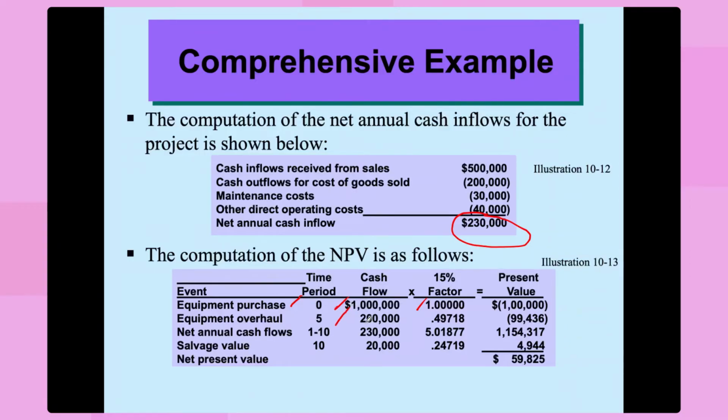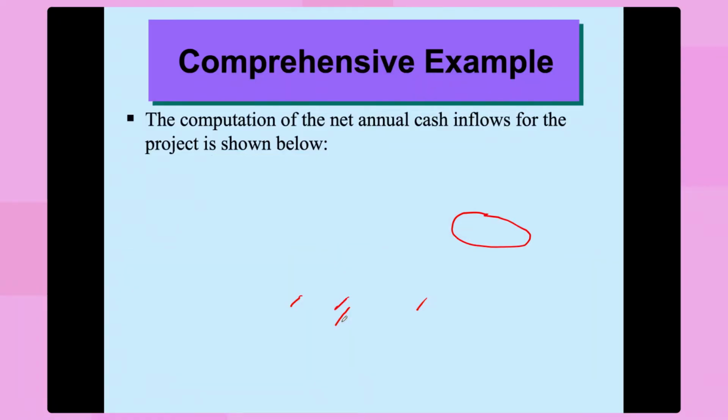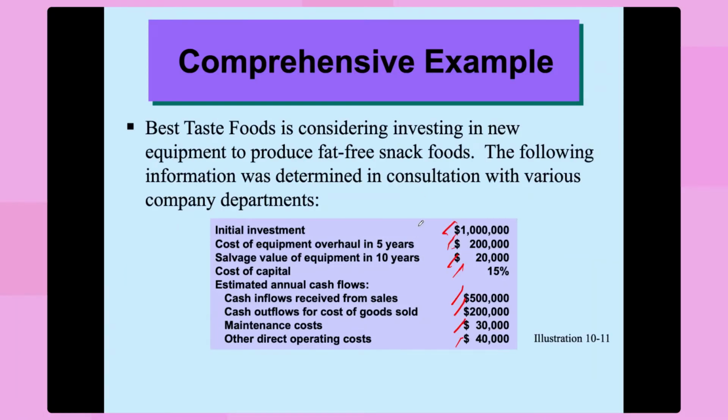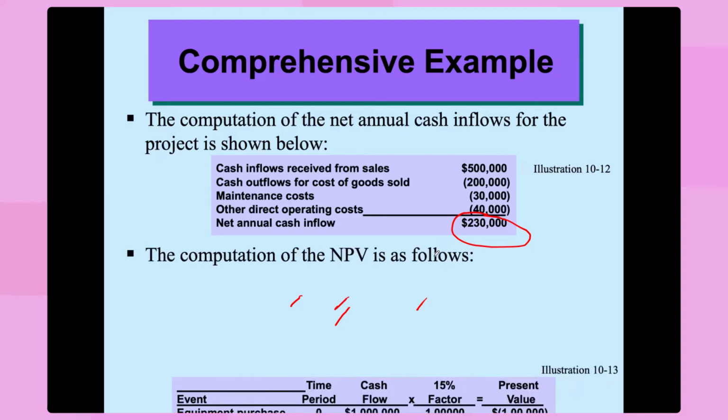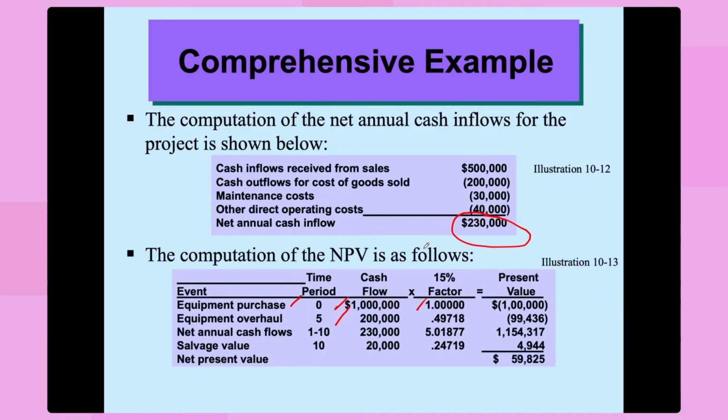Take note of this one. 5 years you will have an overhaul. Go back to our previous, so meaning you have a 5 years overhaul, salvage value of 10 years. Because of this one, the overhaul is 5 years, and take note, it should be computed on the present value. Present value after 5 years, which is at 0.49718. So we need to compute for that. And after that, you have the net annual cash flows.